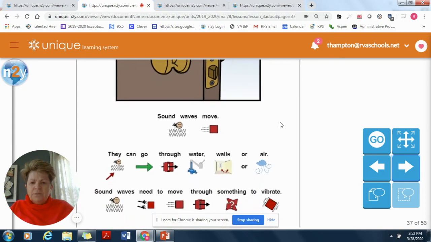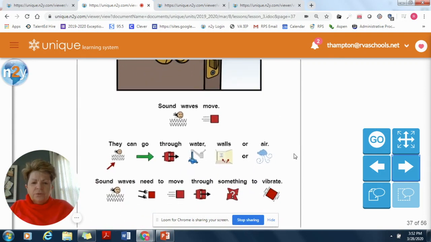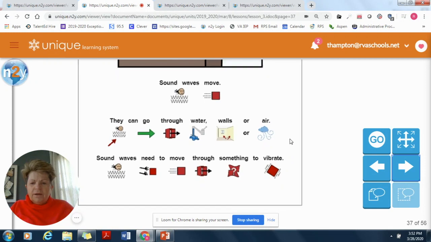Sound waves move. They can go through water, walls, or air. Sound waves need to move through something to vibrate.